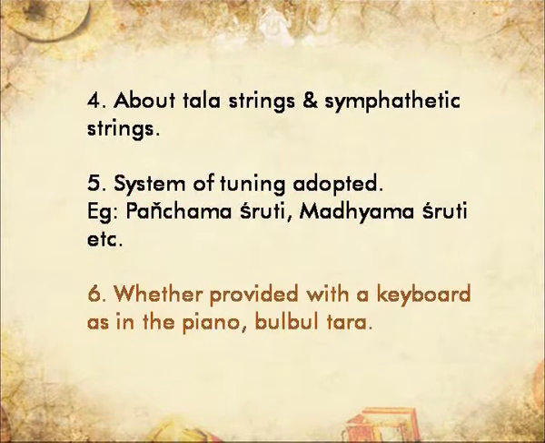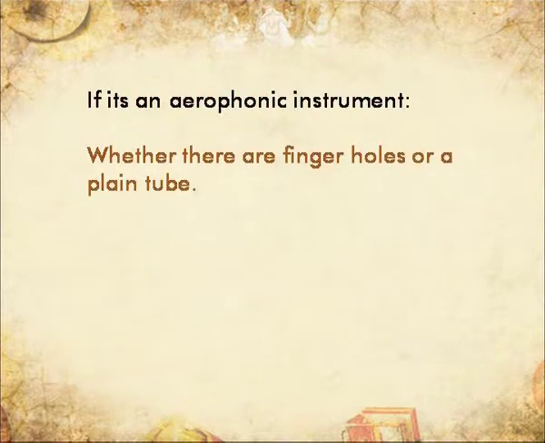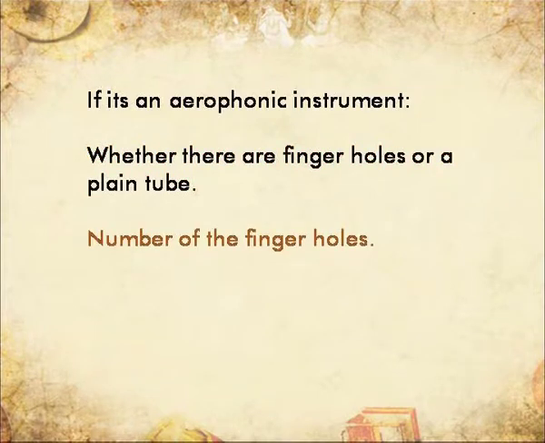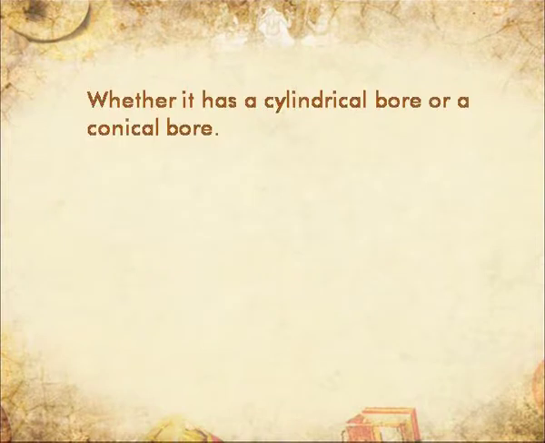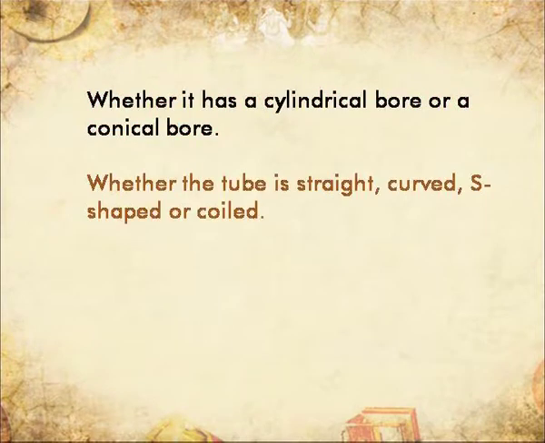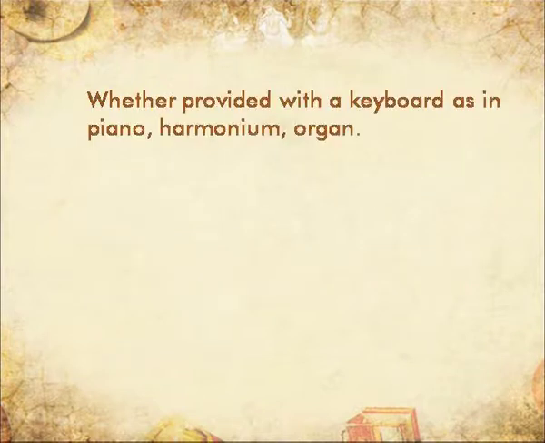Whether provided with a keyboard as in the piano and bulbultara. If an aerophonic instrument, whether there are finger holes as in the flute or is a plain tube as the tiruchinnam, the number of the finger holes, whether it is keyed or a keyless instrument, whether it has a cylindrical bore or a conical bore, whether the tube is straight, curved, S-shaped or coiled, whether it is single reed or a double reed instrument, whether provided with a keyboard as in the harmonium and organ.